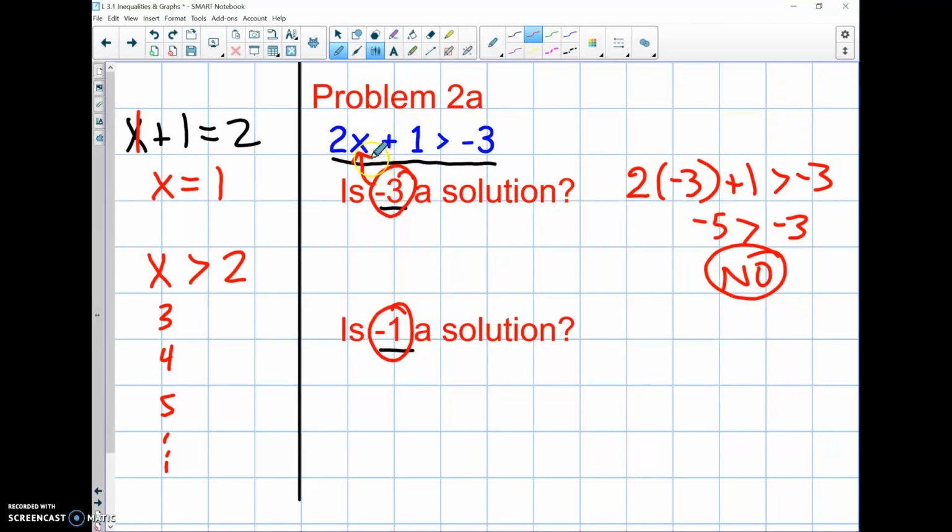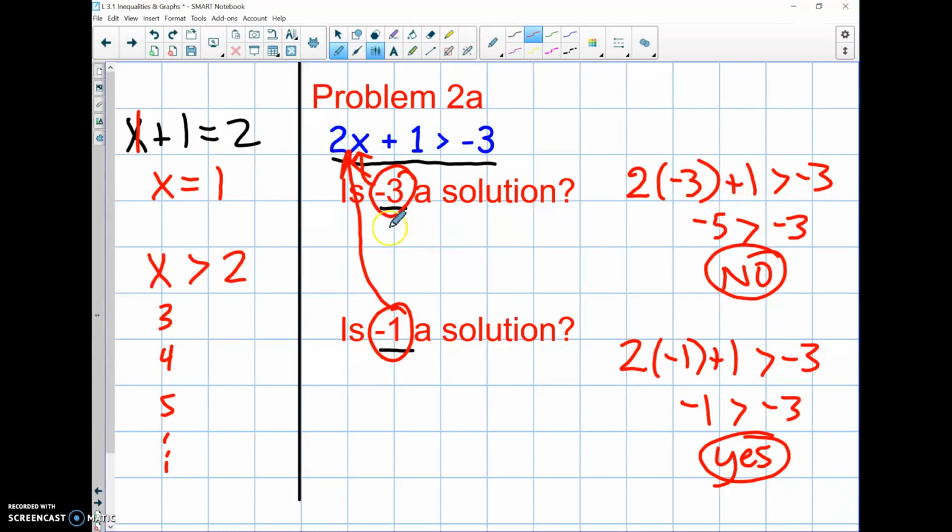Look at the next one. Is -1 a solution to this inequality? Put -1 in place of x. 2 times -1 plus 1 is greater than -3. 2 times -1 is -2. -2 plus 1 is -1. Is -1 greater than -3? The answer is yes.